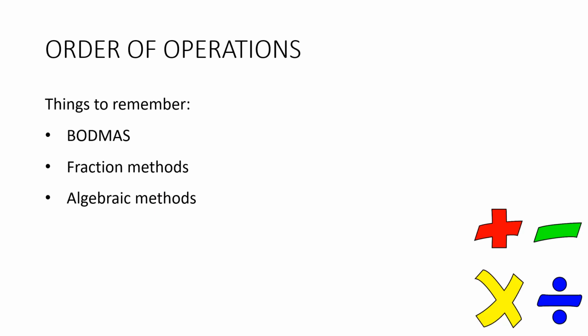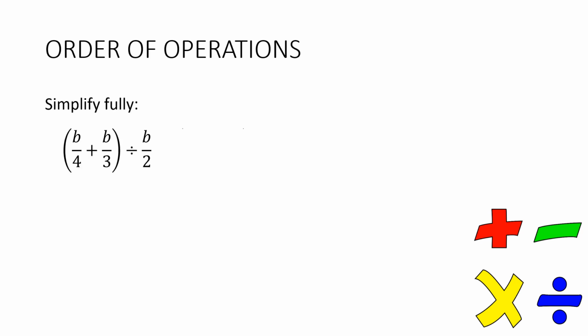Okay, last thing for this lesson is about order of operations. So I'm going to tie this all together. The things that you need to remember: BODMAS, which is your order of operations, your fraction methods, and your algebraic methods. Here's an example, simplify fully. b on 4 plus b on 3 in brackets, all divided by b on 2. So we're going to do our brackets first, and inside those brackets is an addition of fractions with different denominators. So let's do that part first.